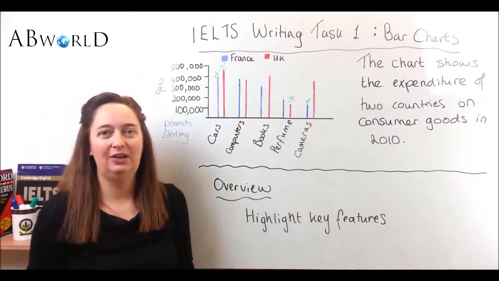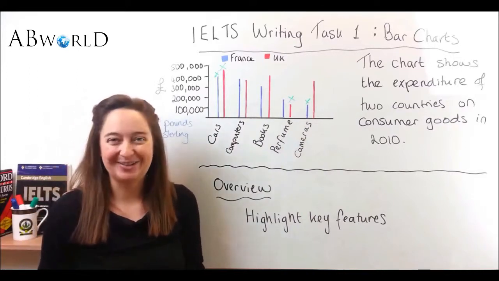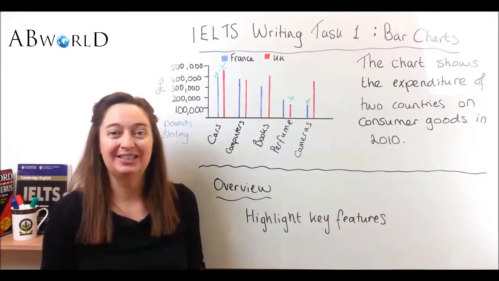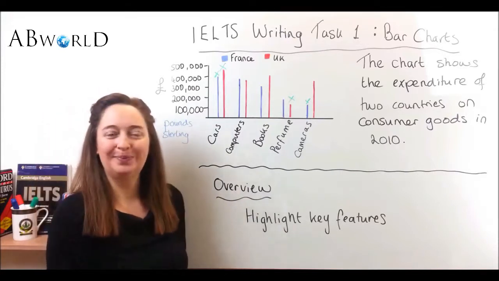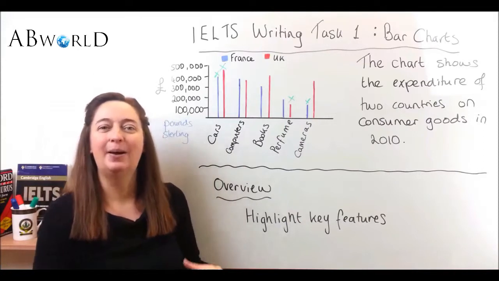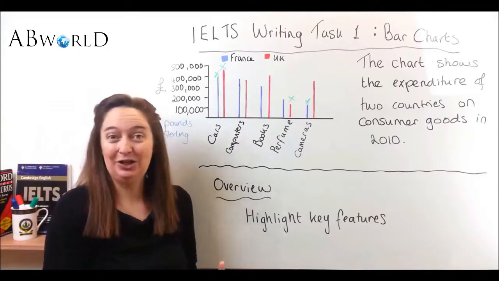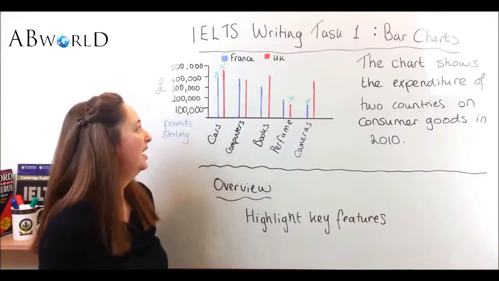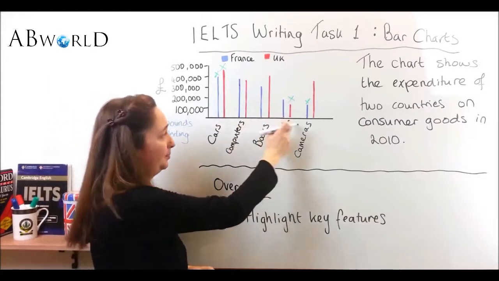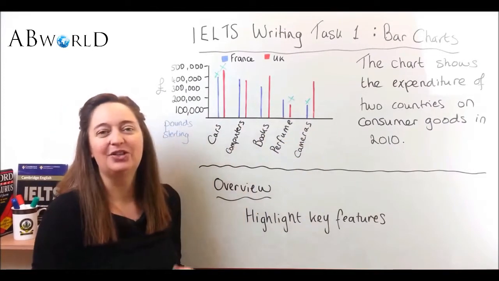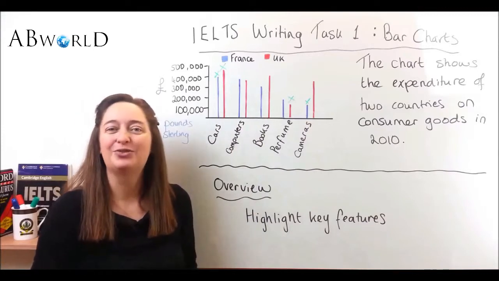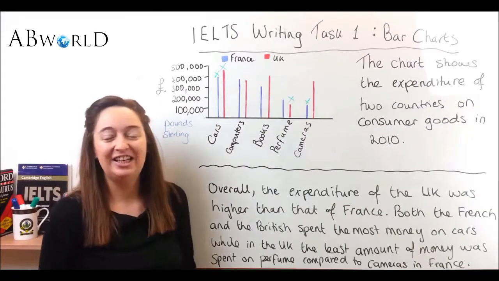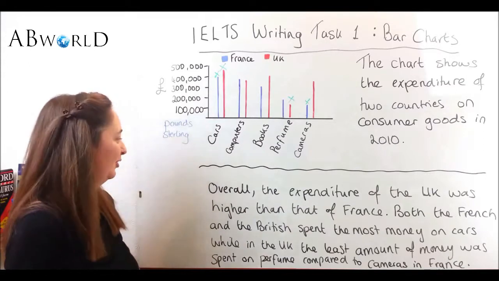Is there any other key feature we can have? Yes. And of course, what you need to look at is very simple. Can you see more red or more blue? So which country spent more money in total on the consumer goods? And you can see that obviously there is more red. So the UK spent more money than France. So let's write the overview. And here we've got the overview. So let's have a look.